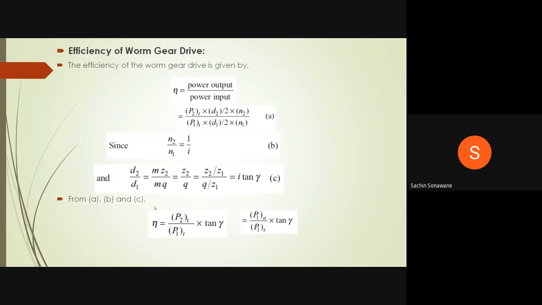Therefore, the efficiency of worm gear drive is given by efficiency equals power output divided by power input, which is equal to P2T into D2 divided by 2 into N2, divided by P1T into D1 divided by 2 into N1. Since N2 upon N1 is equal to 1 upon i, and D2 upon D1 is equal to mZ2 divided by mq, which is equal to Z2 upon q, which is equal to Z2 upon Z1 divided by q upon Z1, which is equal to i tan gamma. From A, B, C, we have efficiency equals P2T upon P1T into tan gamma, which is equal to P1A upon P1T into tan gamma.